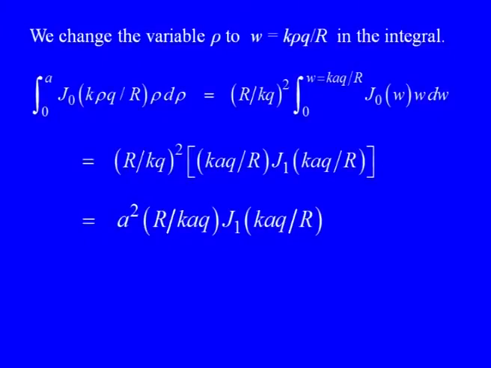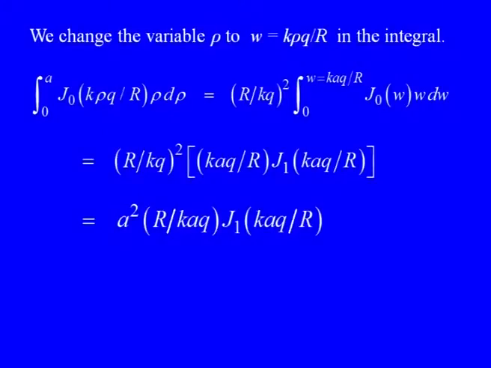To do that, we change the variable rho to say w equal to k rho q upon r in the integral. So, this integral from 0 to a j0 k rho q upon r rho d rho now becomes r upon k q squared integral over w now. So, 0 to w equal to k a q upon capital R, the integrand is j0 w w dw. This again can be carried out. The result of this integration is there in the second line.